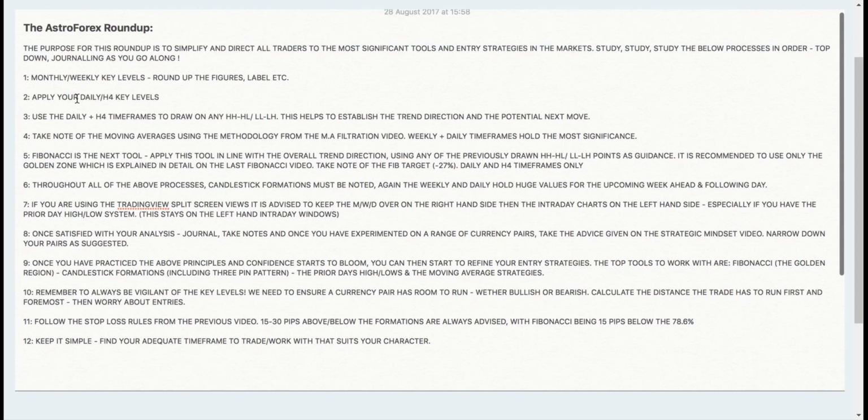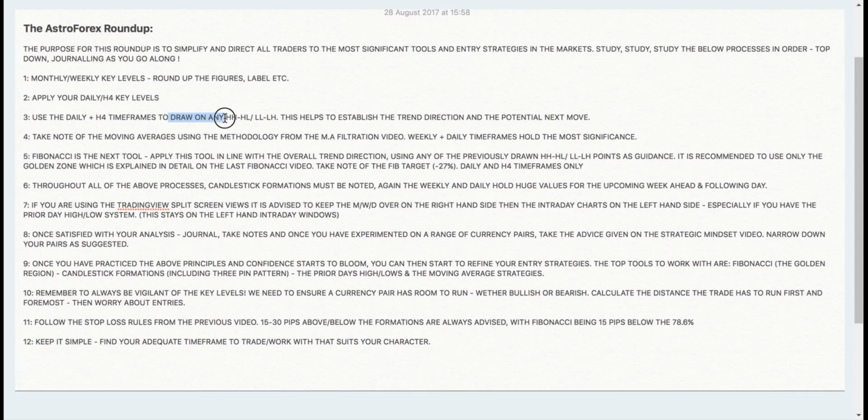Now you go into the daily and the 4-hour time frames in order to draw on and circle using the ellipse tool any higher highs, higher lows, lower highs, if there are any. I personally put on the last 3 or 4. This helps to establish the trend direction and a potential next move. And it also rules out is a currency pair trading into the upside, downside, or is it simply sideways?